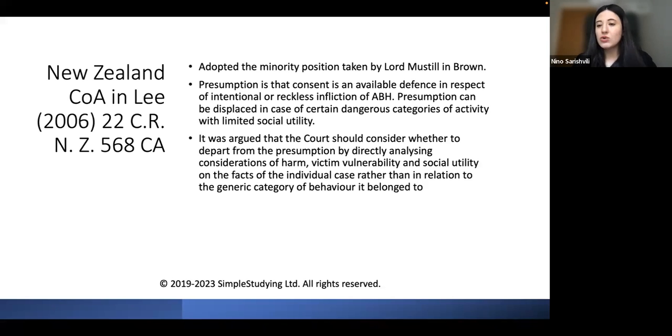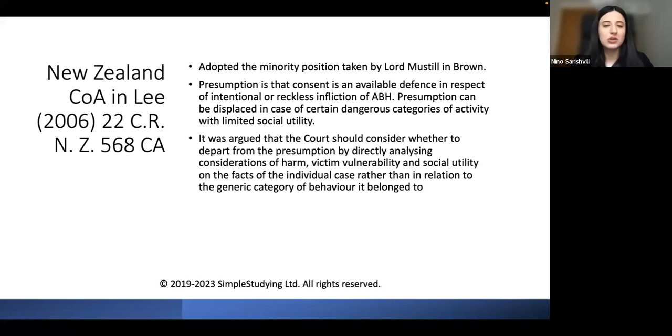In simple words, the court in New Zealand argued that we should not have this kind of established categories like we do in English law: surgery, body modification, sports, etc. Because in modern society, there may be more categories where infliction of harm can be accepted. So the court is keeping an open mind to this and taking the position that was expressed by Lord Mustill in Brown, saying that we should analyze each case on a case-by-case basis.